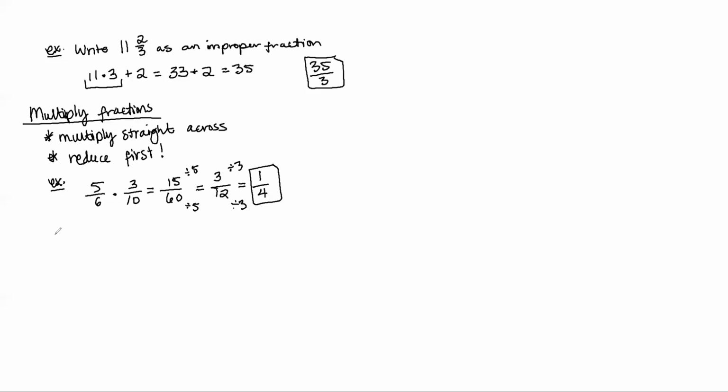All right, let's try another one. For this next one, we'll try the other way where we reduce first. So we have 4/7 times 5/8.